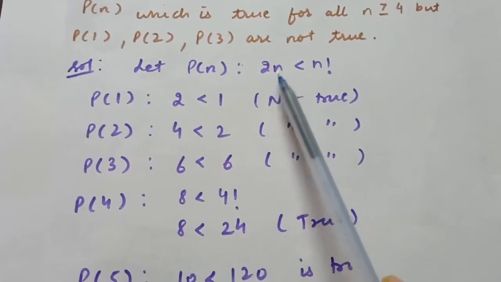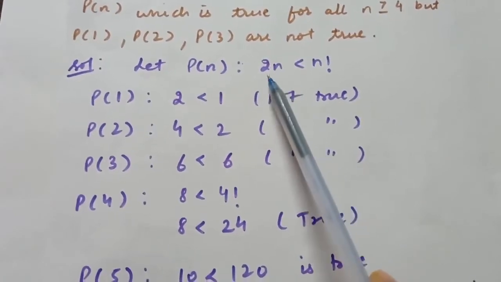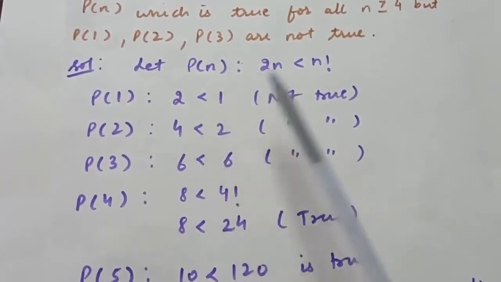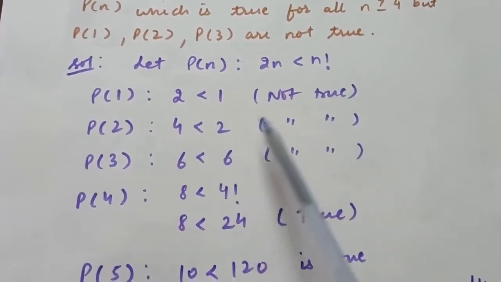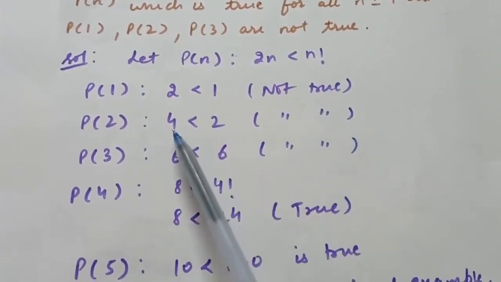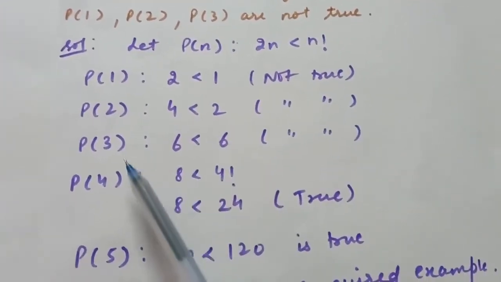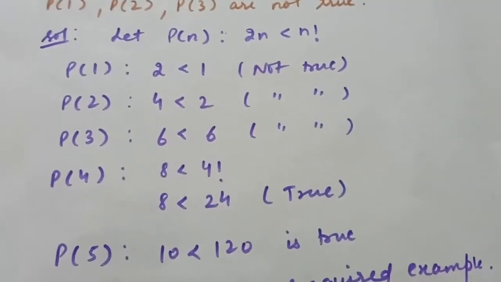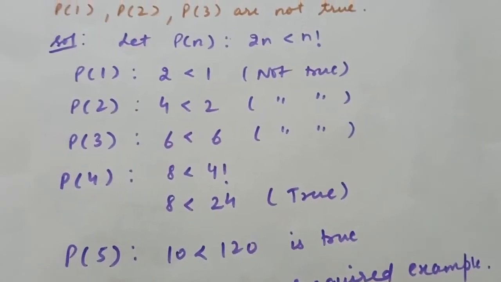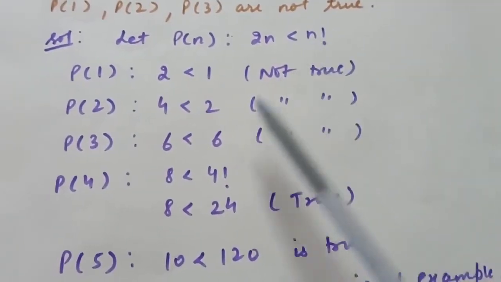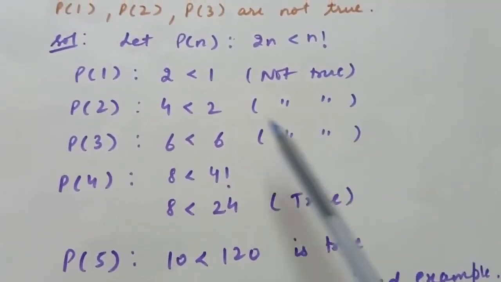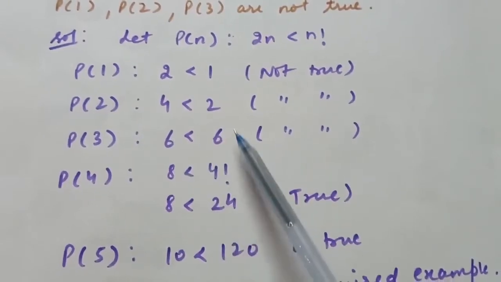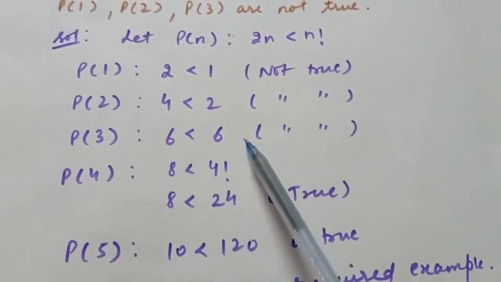P2 will be, in place of n put 2. So 2 into 2, 4 less than 2 factorial, which is 2. So this is also not true because 4 is not less than 2. Now P3 will be, in place of n put 3. So 6 less than 3 factorial, which is also 6. So this is also not true because 6 is equal to 6. 6 is not less than 6.